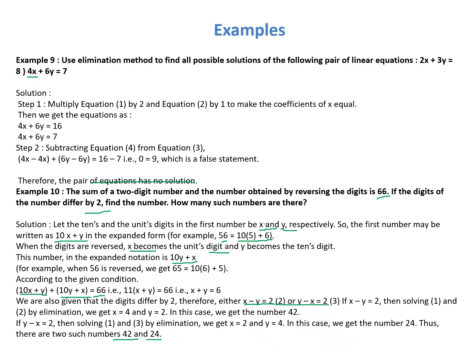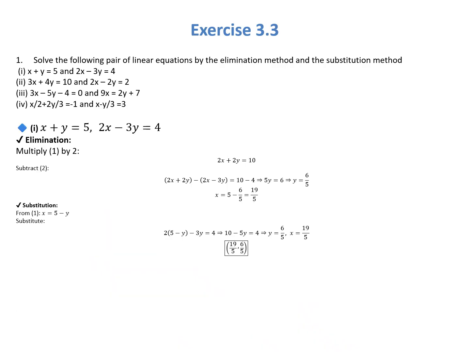So we'll move to the next exercise then. Okay, now we're going to solve exercise 3.3 with the elimination method. So with the elimination method, solve the equations. We have the first equation as x plus y is equal to 5 and 2x minus 3y is equal to 4. So in the first equation, we'll apply the elimination method here.